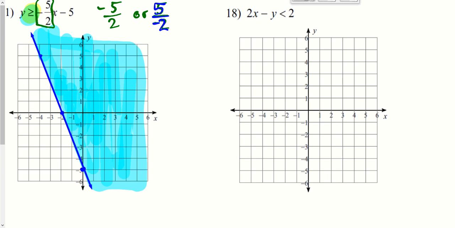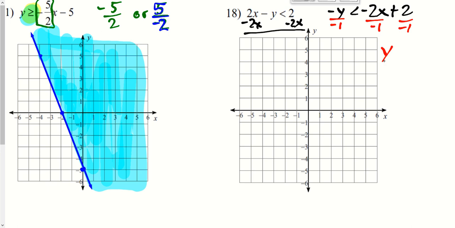When we're looking at the top right one over here, I want to go ahead and get y by itself. So I'm going to subtract the 2x from both sides. And I get negative y less than negative 2x plus 2. Then I'm going to go ahead and divide everything by negative. Now remember, when you divide by a negative, you need to switch your inequality sign.